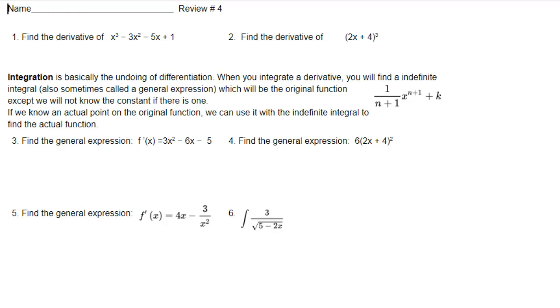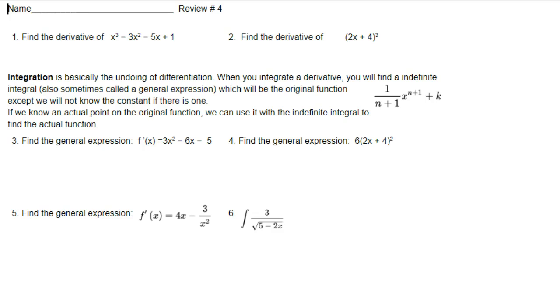Okay, we're looking at review number 4. This is going to go pretty quickly, so I suggest that you use the pause button and try to do the work on your own and then use it to check. So anyway, let's get started.